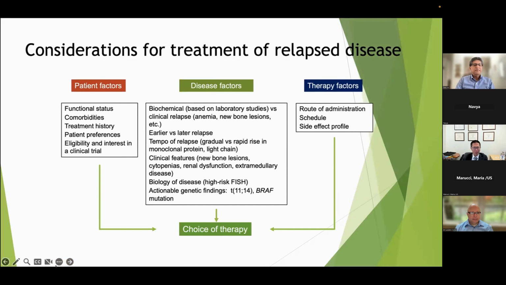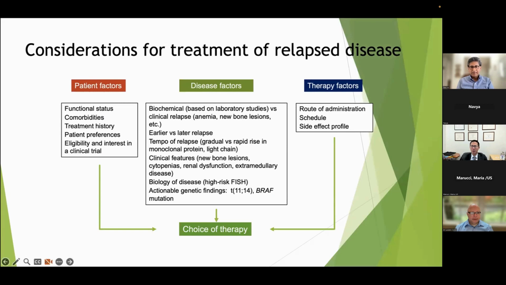You actually need to talk to the patient in front of you and their caregivers to see what their priorities are. We also think about disease-specific factors. So we talked about the biochemical relapse versus a clinical relapse. I think for patients who have a clinical relapse, you might lean towards a therapy that has a little bit more juice to it, so to speak. And then we think about the timing of the relapse, earlier versus later. I know this session we're talking about early relapse.